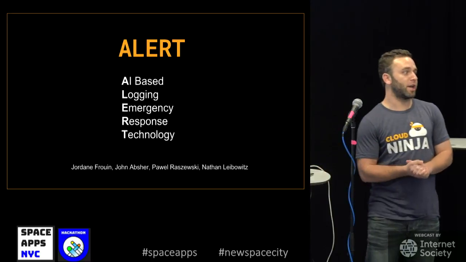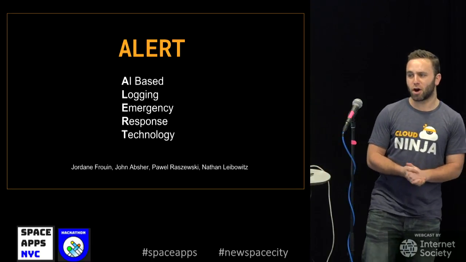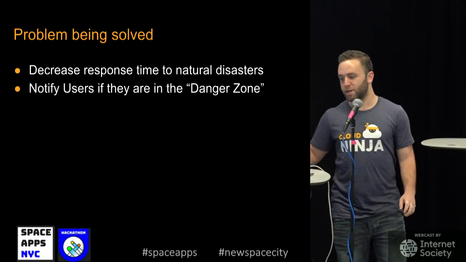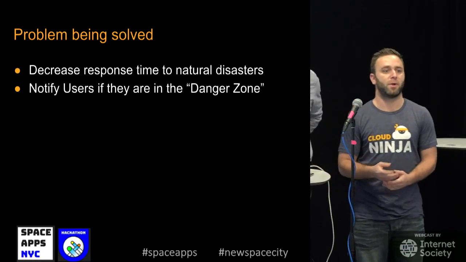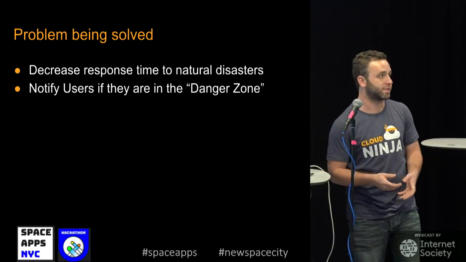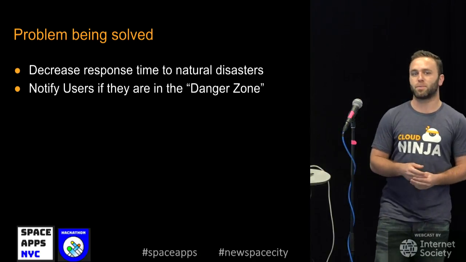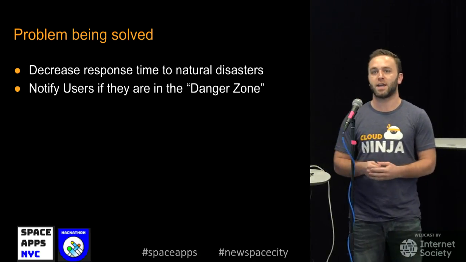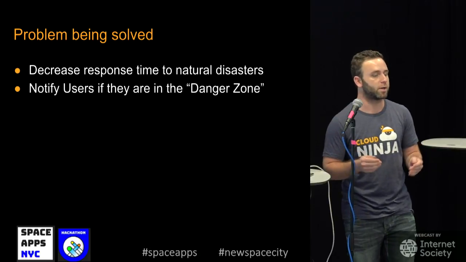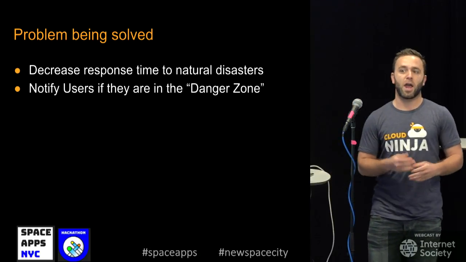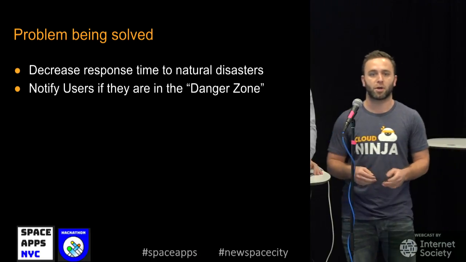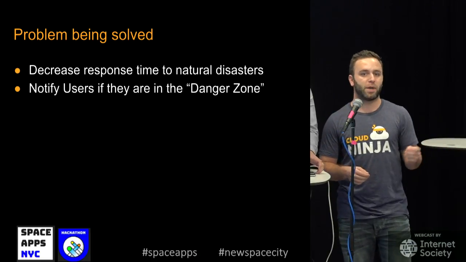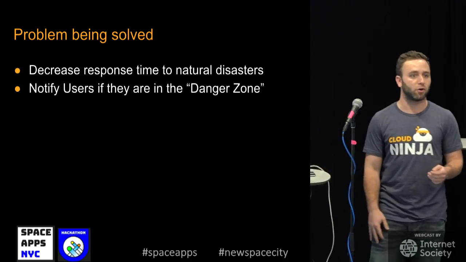We are Alert, which is an AI-based logging emergency response technology. The inspiration for this project was to reduce the amount of harm to both the environment and humans that is caused by natural disasters. We wanted to do this by decreasing the amount of time it takes for a disaster to be reported. Because as it stands today, a giant percent of natural disasters that are being reported are from a Good Samaritan physically being in the right place at the right time and calling in local authorities.